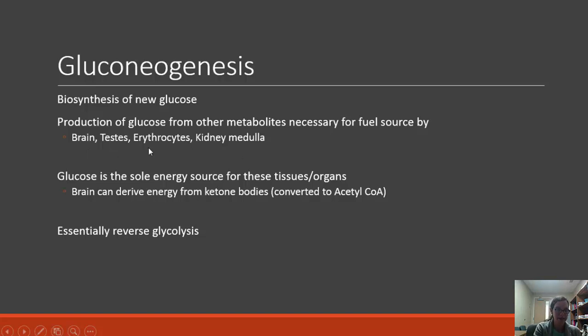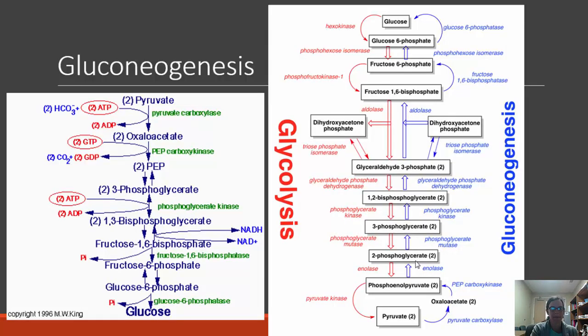It's important in the kidney and in the testes as well, because again, these tissues rely on glucose as the sole energy source, except for the brain, which in some situations can derive energy from ketone bodies. And gluconeogenesis, do not get too scared, because it's basically the reverse of what we just talked about in glycolysis.